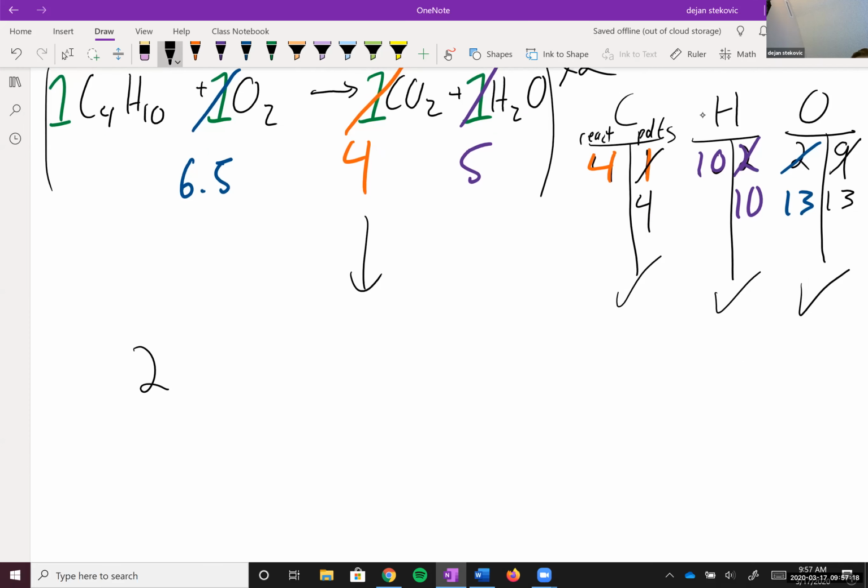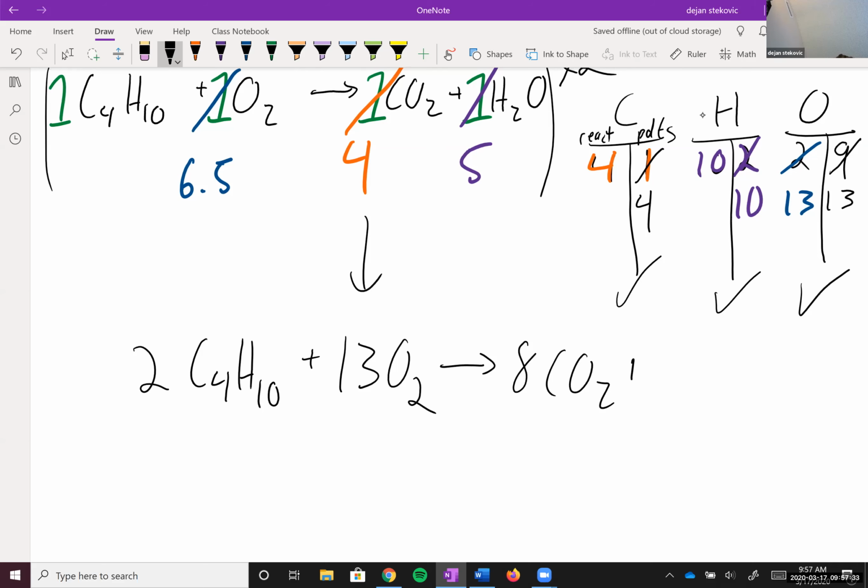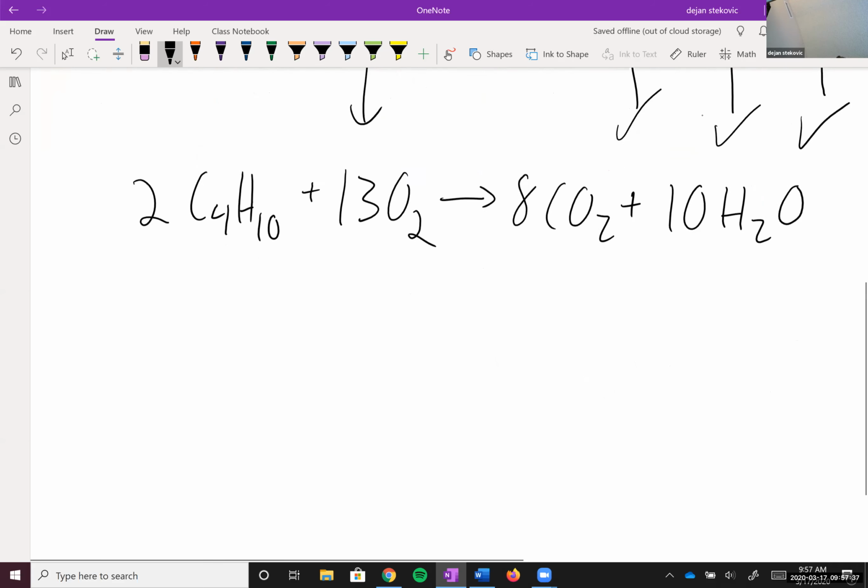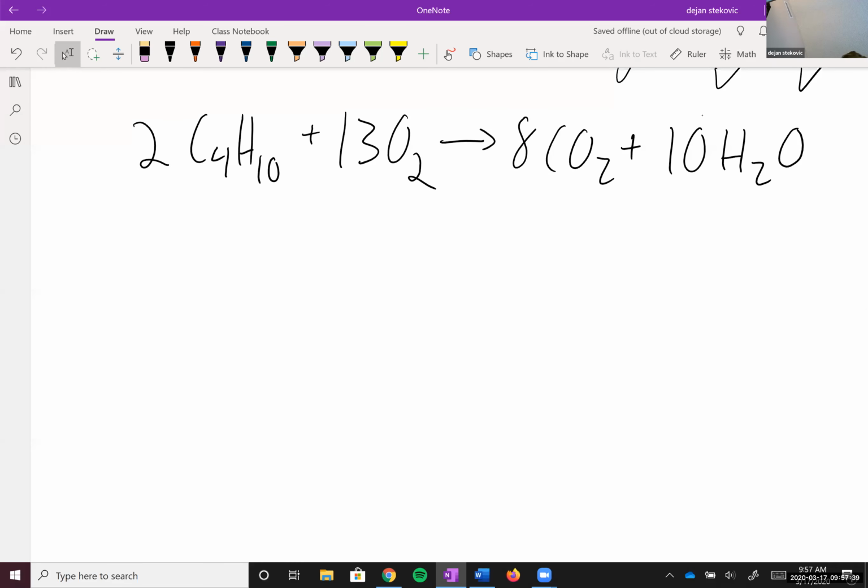So this becomes then 2 C4H10 plus 13 O2 going into 8 CO2 and 10 H2O. Now, I think I'm balanced. What should I always do? I should always double check.